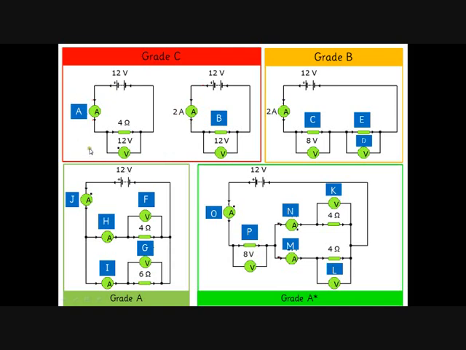So the grade C ones start off quite easy. All we've got to do is use the formula, so we know that in this case current is voltage divided by resistance, so we've just got to do 12 volts divided by 4 ohms. 12 divided by 4 gives us 3 amps. If we're trying to work out the resistance, well, resistance is voltage divided by current, so 12 divided by 2 gives us this one, must be 6 ohms.